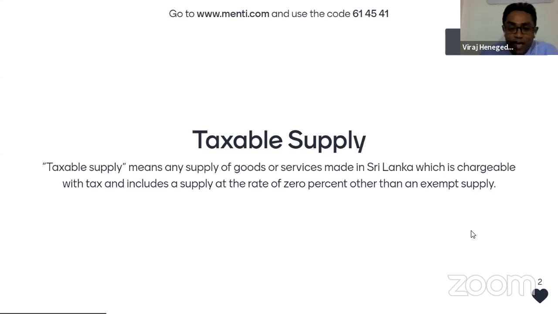And why are they giving the zero rate? Because mostly zero rate is given for exporters and people who are bringing foreign currency to Sri Lanka. And there are many categories to which zero rate is applicable. So I'm going to discuss those areas in detail. But here, what you need to understand is that when you calculate your taxable supply, exempt supply cannot be considered as a part of the taxable supply. Right. We'll move to the next one.